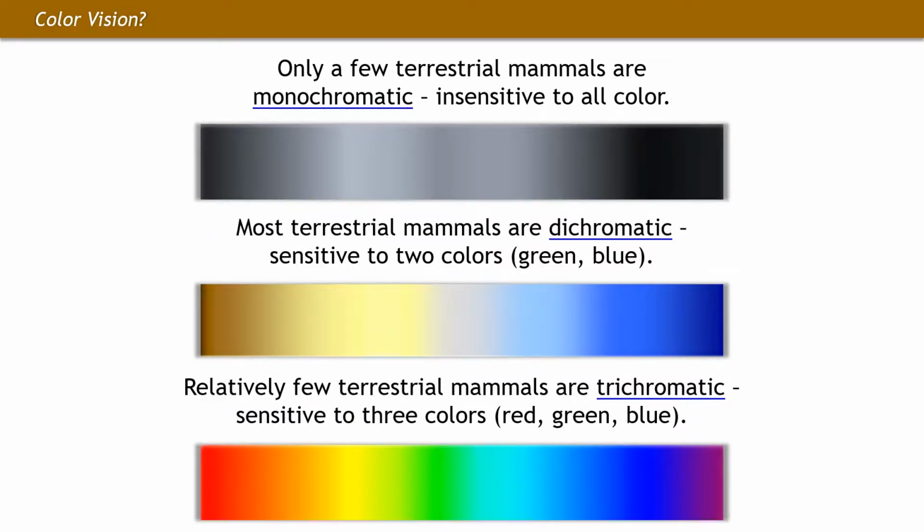And there are only a very few terrestrial mammals that are truly colorblind, monochromatic. That means insensitive to all color. They see gray, black, white. Most terrestrial mammals are dichromatic, just like dogs. They're sensitive to two colors, the green-blue hues. Relatively few terrestrial mammals are trichromatic, sensitive to three colors, red, green, and blue.